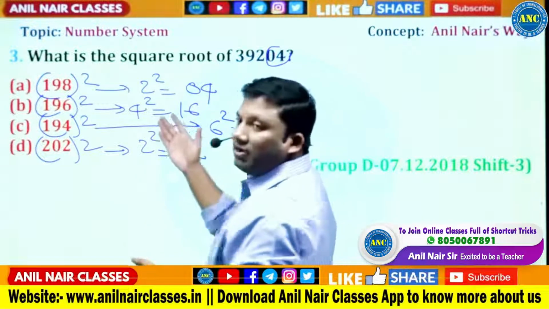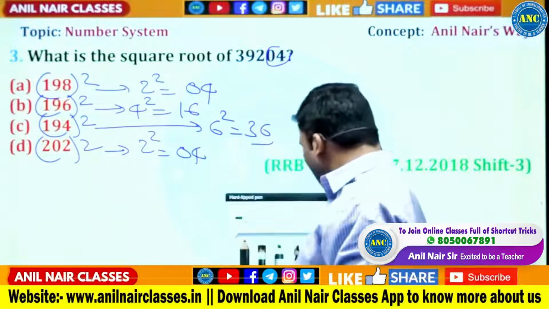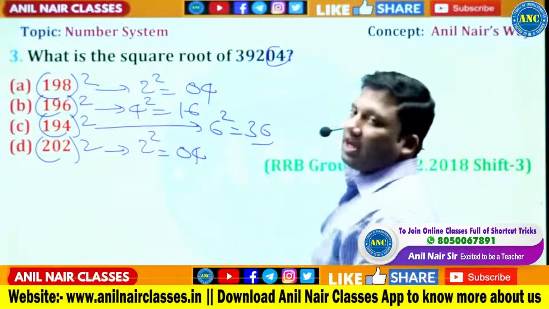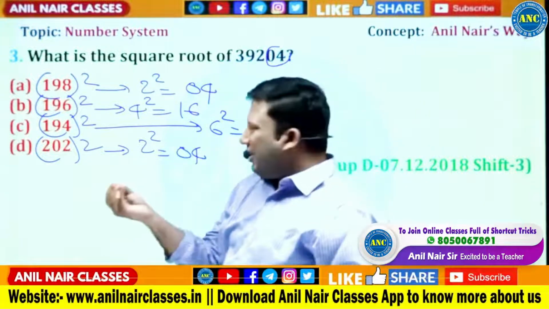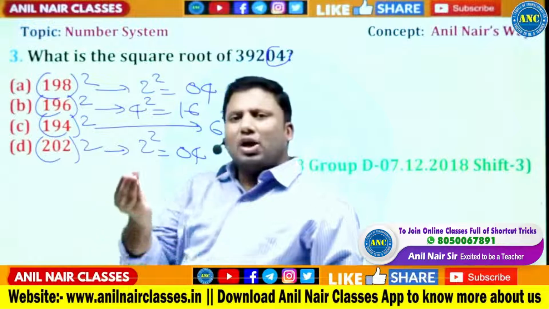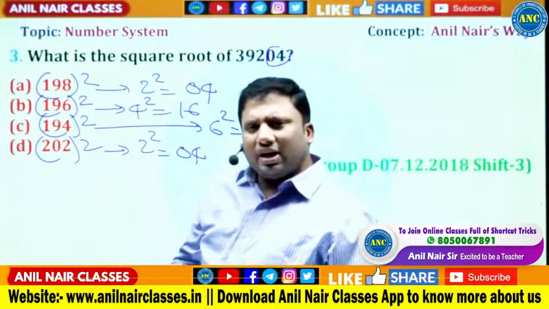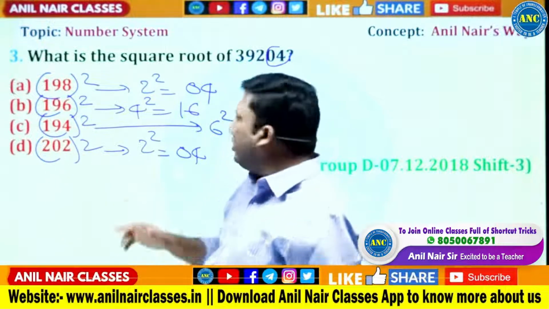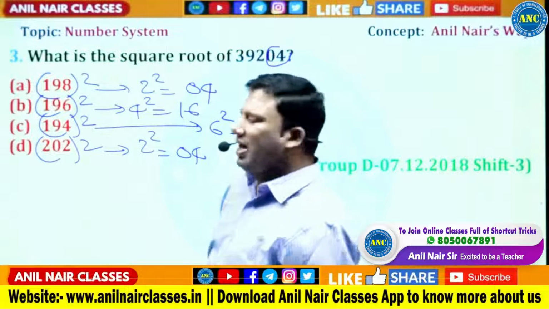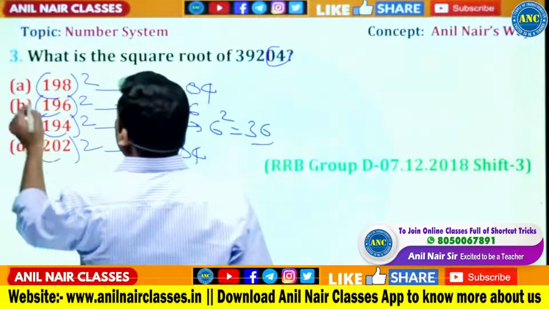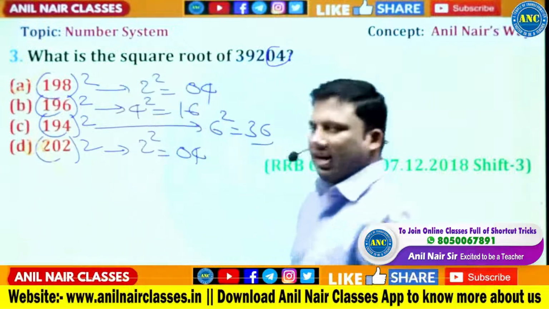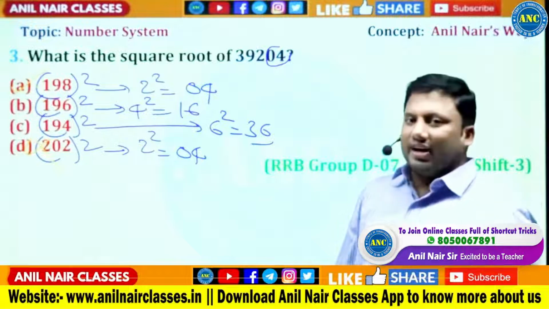Oh, I am stuck with two options. What are the two options? First option and fourth option. Better see here. 202 square. 202 is greater than 200. 200 square is 4 into 10 power 4. It is less than 4 into 10 power 4. This cannot be the answer. This has to be the answer. 198 square, it is the answer.